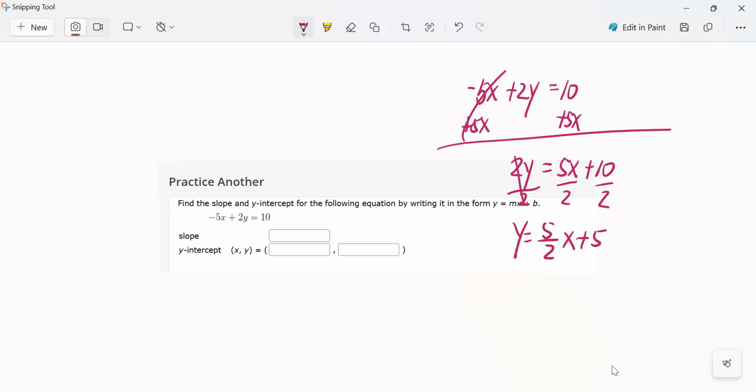And here, this is the slope, 5/2. The y-intercept b is 5. So the slope is 5/2. The y-intercept, where x equals 0, is the point (0, 5). So that's going to be both. Any question?